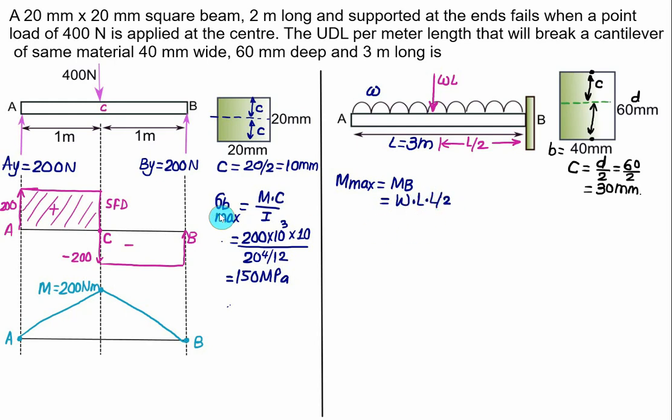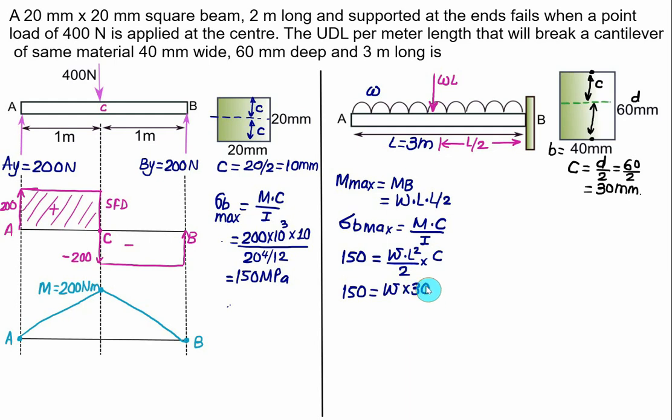So we use again the same formula here. We have the maximum value of the bending stress equal to M multiplied by C divided by I. For the maximum value you have to use the same value, 150 megapascal, because the material remains the same. M is replaced as W, that is the UDL, into L square divided by 2, multiplied by the constant C. C value is equal to 30 mm.